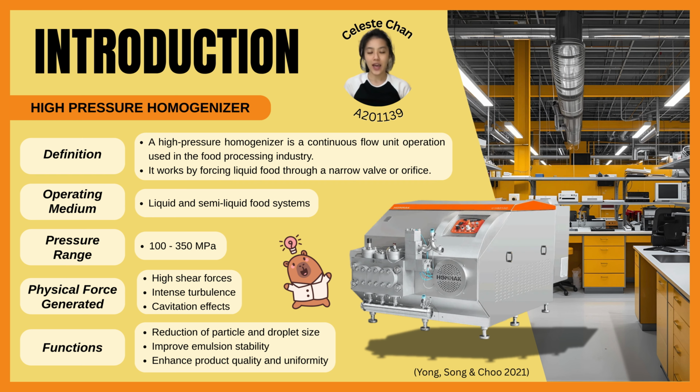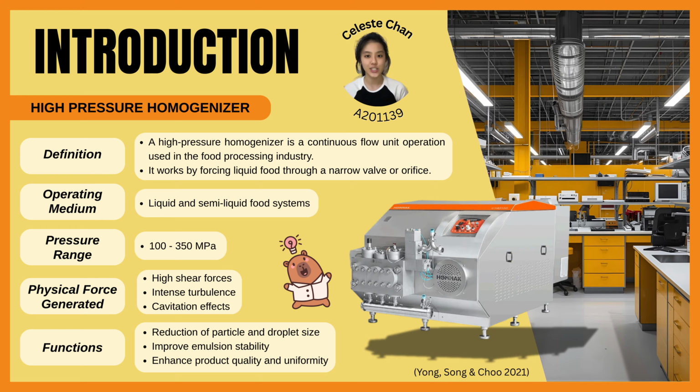To begin with, a high pressure homogenizer is a continuous flow unit operation commonly used in the food processing industry. It operates by forcing liquid food through a narrow valve or orifice at very high pressure. This process is applied to liquid and semi-liquid food systems, typically within a pressure range of 100 to 350 megapascals.